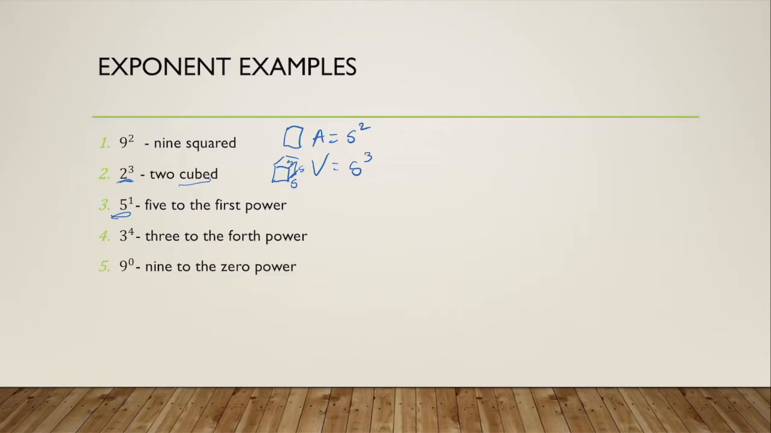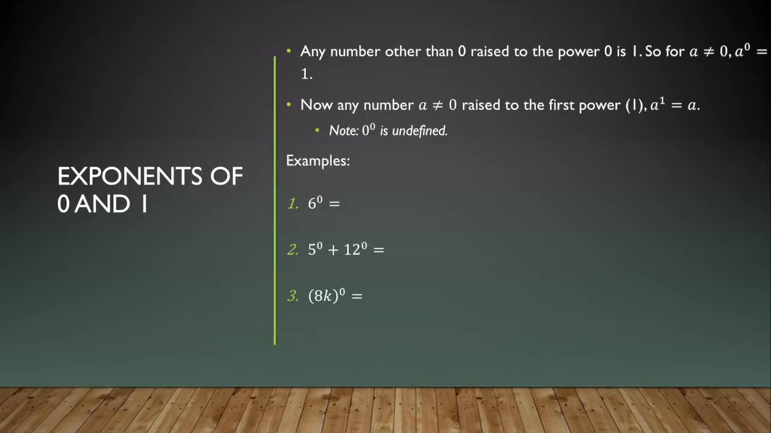We have 5 to the first power, 3 to the fourth power, n to the 0 power. Anything above 3 or below 2 doesn't have a special name like squared or cubed. It's important to note that any number other than 0 raised to the power of 0 is 1. So 7 to the 0 power is 1. 10 to the 0 power is 1. It's important to note that 0 to the 0 power is undefined.